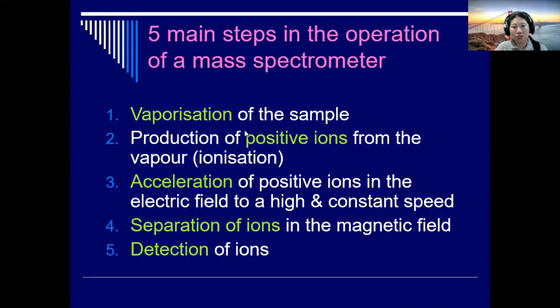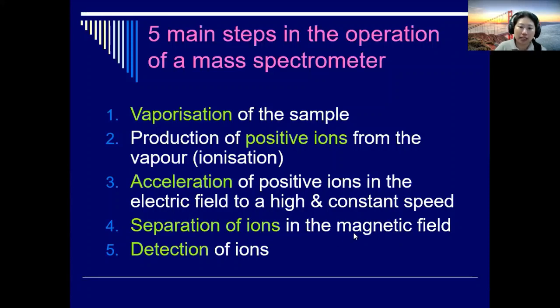One is vaporization. Okay, they become gas particles, and then the production of positive ions by bombardment of high energy electrons from the hot filament, and the acceleration of the positive ions in the electric field. You have to say acceleration of positive ions in the electric field, and then separation or deflection. For me, I like deflection more than separation.